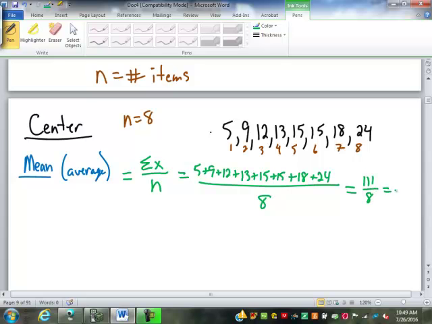$111 divided by 8. Otherwise known as what? 13.875 approximately. Is that right? Yes? No? Did I screw something up? Is that right? When you added them up, you got 90?